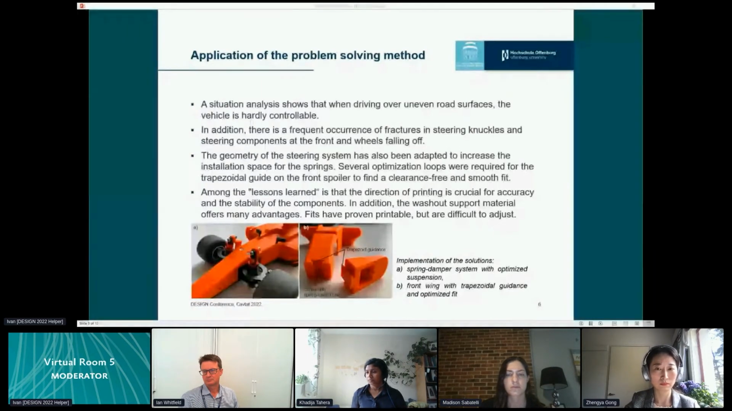Among the lessons learned is that the direction of printing is crucial for accuracy and the stability of the components. In addition, the washout support material offers many advantages. Also, fits have proven printable, but they are difficult to adjust.